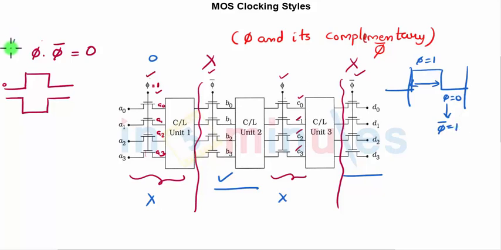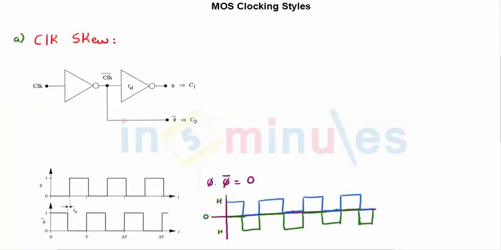Now these are nothing but complementary signals. Let's see if these complementary signals have any drawbacks. Yes, they do. The first problem is clock skew. Now what is clock skew, basically?